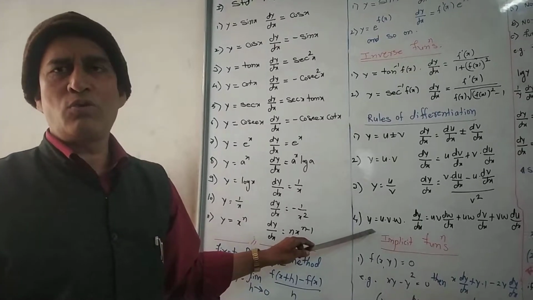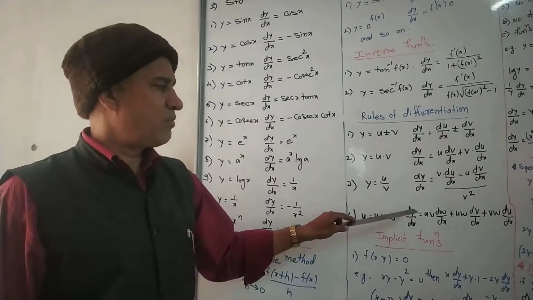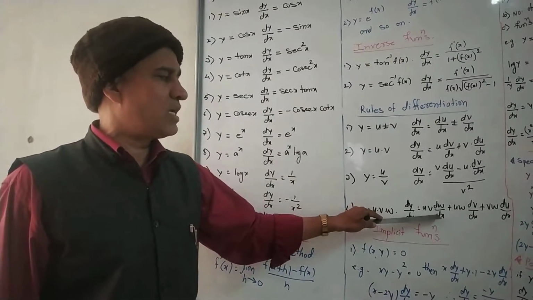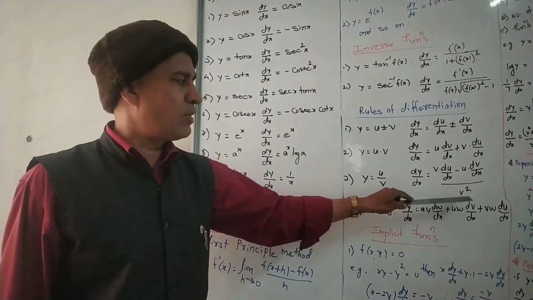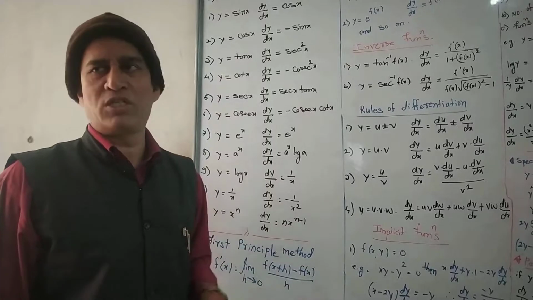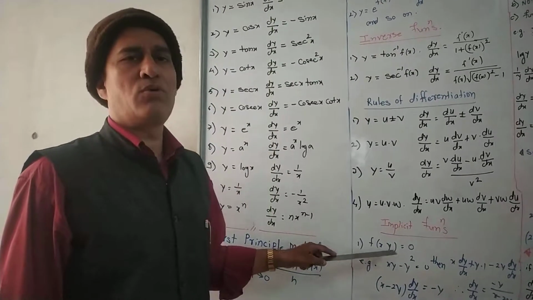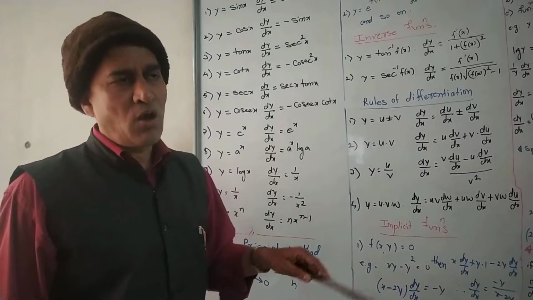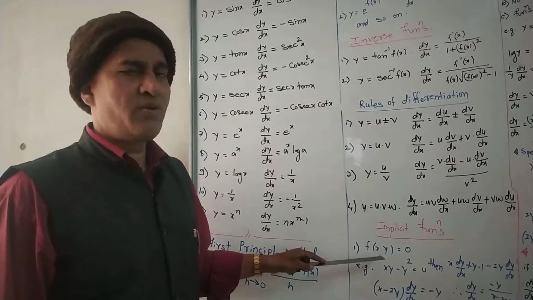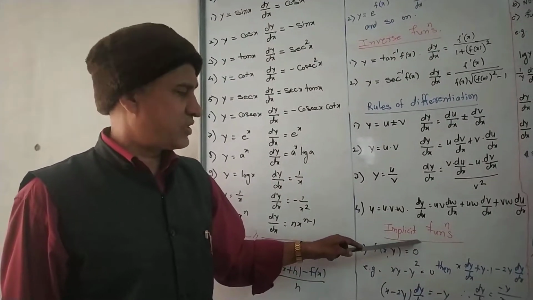Now, when more than two functions are given in product form, that is y equal to u into v into w, then we can write dy by dx equal to u into v into dw by dx plus u into w into dv by dx plus v into w into du by dx. Now, implicit function. When the function is in the form f of x comma y equal to 0, it means that we cannot separate a single function in terms of a single variable. Then we can still differentiate it, and such a differentiation is known as differentiation of an implicit function.